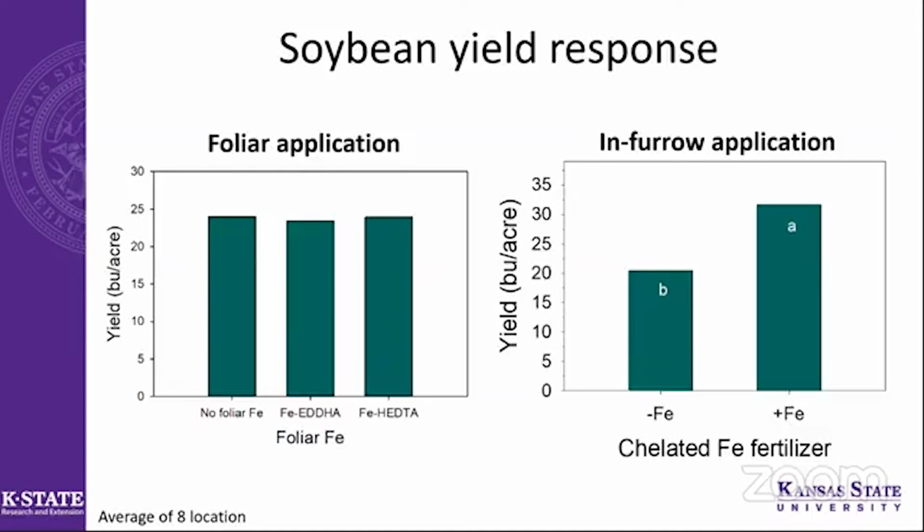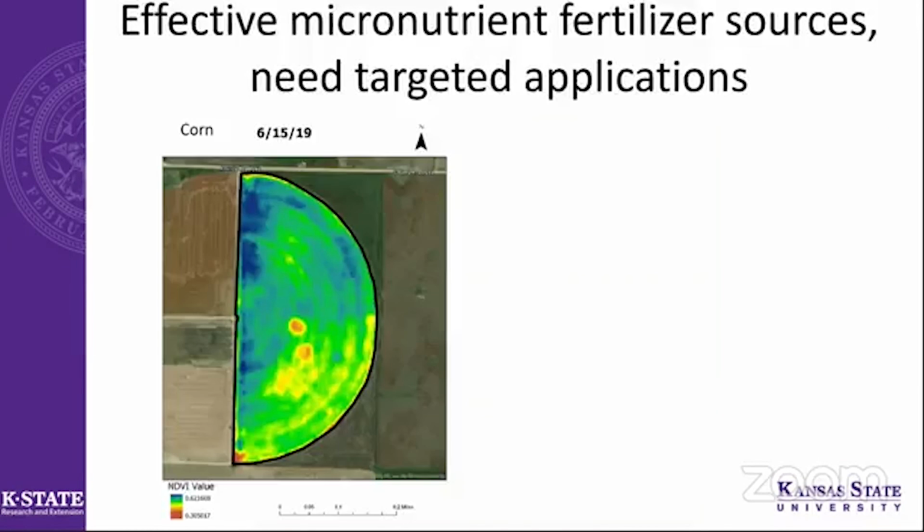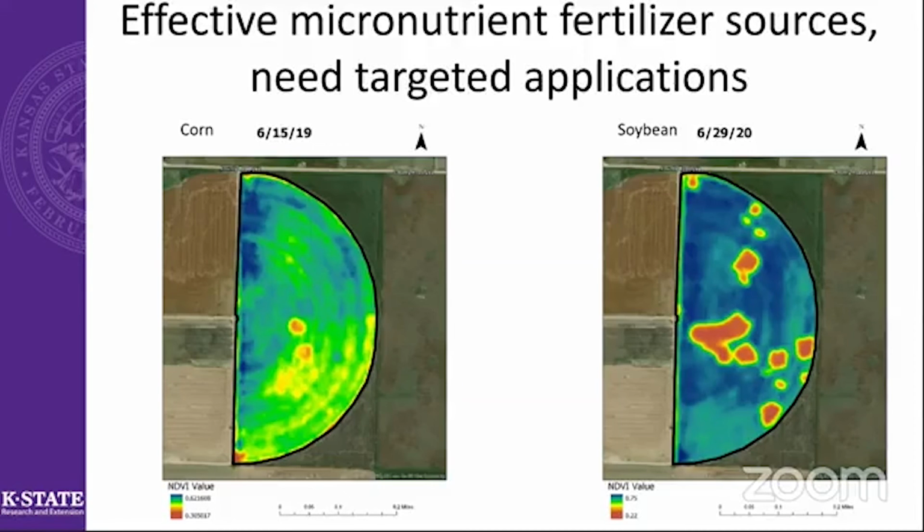This is data for soybean with the chelated iron, in-furrow application with the seed versus foliar application. We've done a lot of work, and typically we do not get the same result with foliar. And again, like I say, it's highly variable in the field, and putting it where it's needed is really the key here.